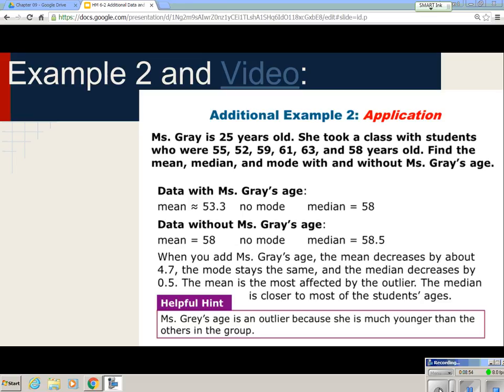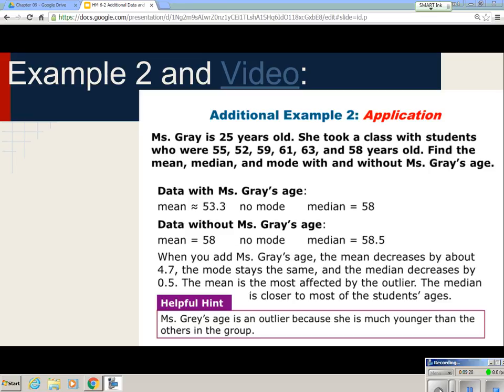So one of the things you're going to see as we work through, and we'll see here in example 2 as we use a word problem, you're going to see that sometimes you'll be asked with an outlier, you got to identify it, and then figure out the data with and without it. So it says Miss Gray is 25 years old. So she took a class with students who were 55, 52, 59, 61, 63, and 58. So she was obviously a lot younger than them. So to figure out how her information affects the data, first do the data with Miss Gray and then without.